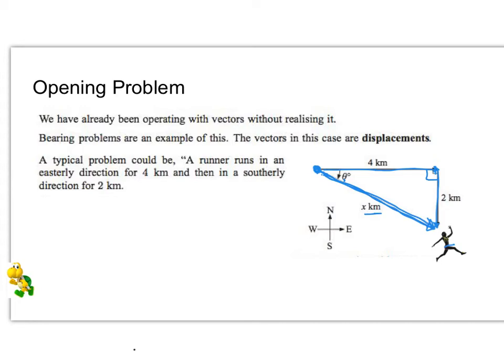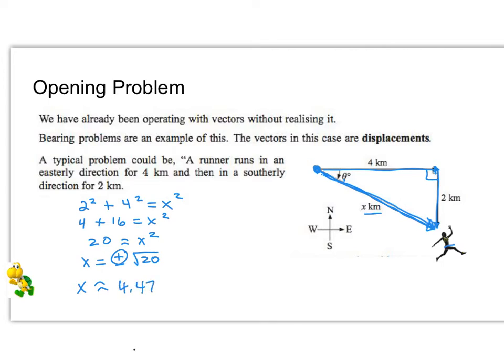To do that, I'm going to use a squared plus b squared equals c squared, and my sides are 2 squared plus 4 squared equals x squared. That'll be 4 plus 16 equals x squared. So 20 is equal to x squared, which means x equals plus or minus square root of 20. In our case, a magnitude is always positive, so we're going to take the positive solution, and x is about 4.47. So I'm actually 4.47 kilometers from where I started.